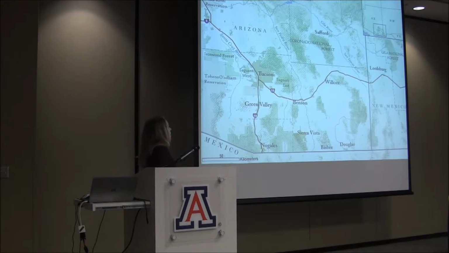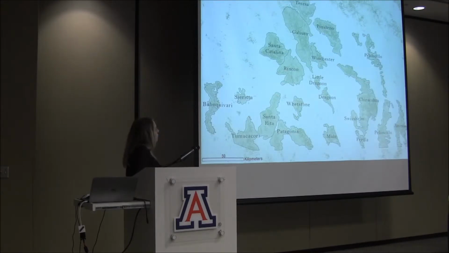So here is a map of the study region. You can see that many cities and towns are found within this area, as well as some major road features such as I-19 and I-10 that intersect the majority of the region. There are 21 Sky Islands in total, 13 of which are part of the Coronado National Forest.